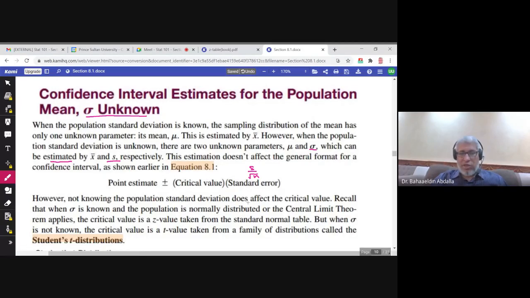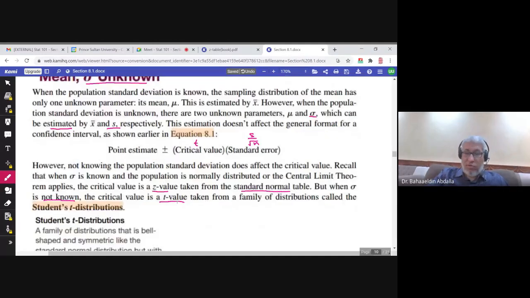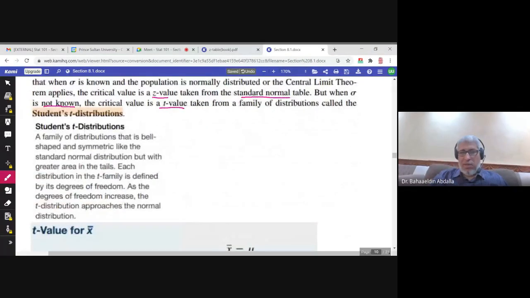The main change here is the critical value. The critical value is not going to be a z value. It's not taken from the standard normal table. If sigma is unknown, it would be a t value. So it's a t value. And the t value will be taken from the table of the students' t distributions.